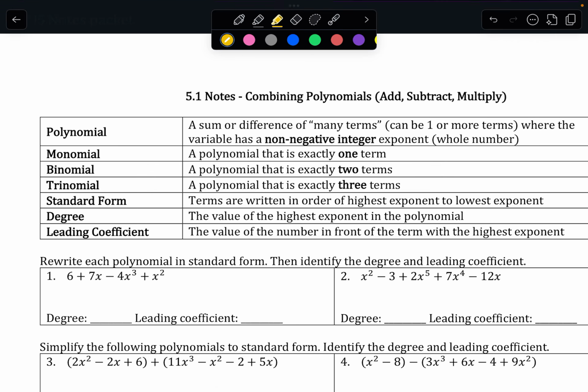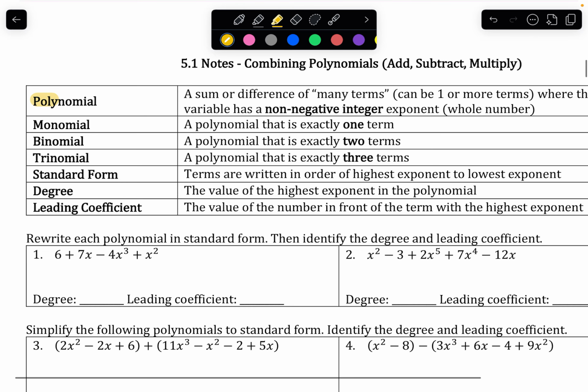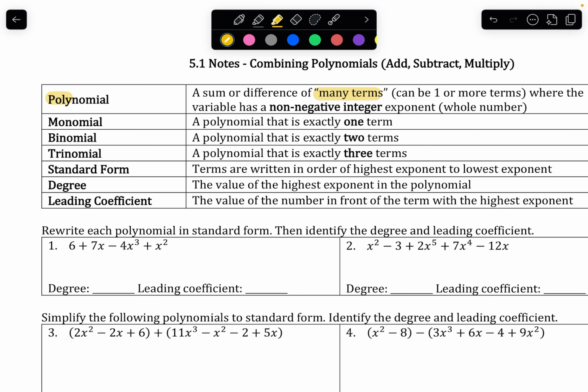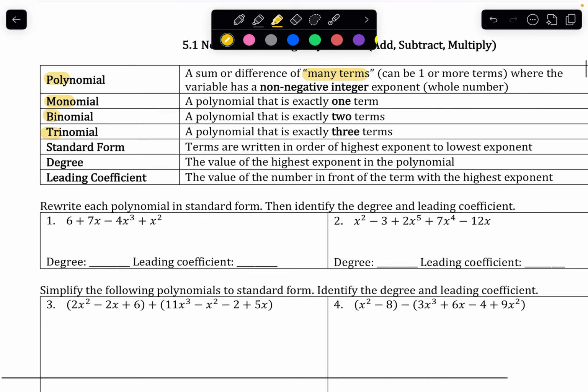And so first of all, a polynomial is an expression that really just means a sum or difference of many terms. Poly means many, nomial terms. So if you have one term, it's called a monomial. If you have two terms, it's called a binomial. If you have three terms, it's called a trinomial. And usually after that, we just call it a polynomial.